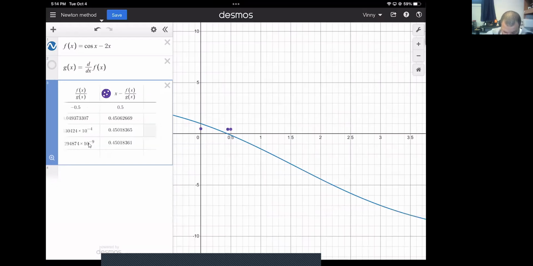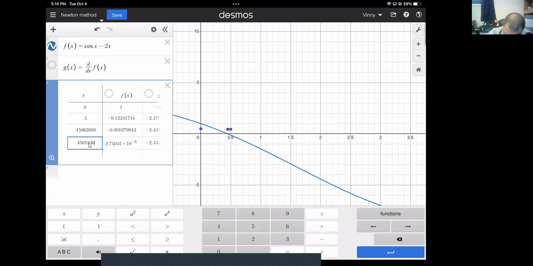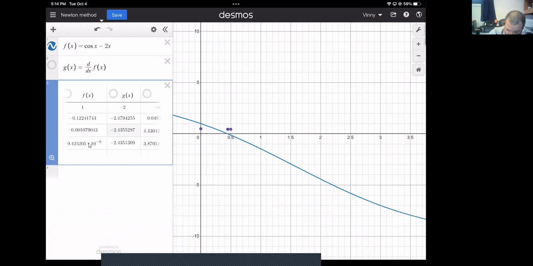So, 0.45018361. This was 0.5, and then 0.45018365, which can be 0.45018361. You can see that we have a lot of accuracy between these last two answers. We agree all the way up to the ten millionth place. So that's a lot of accuracy.